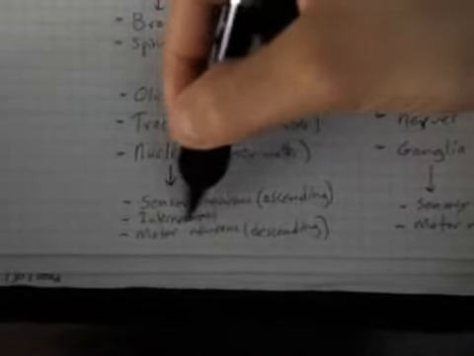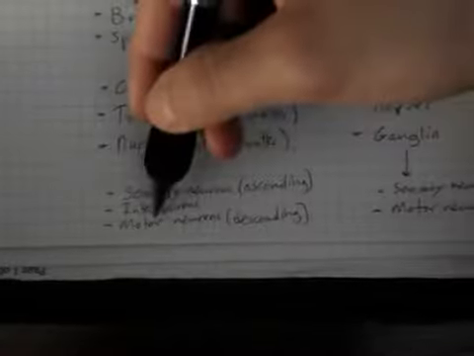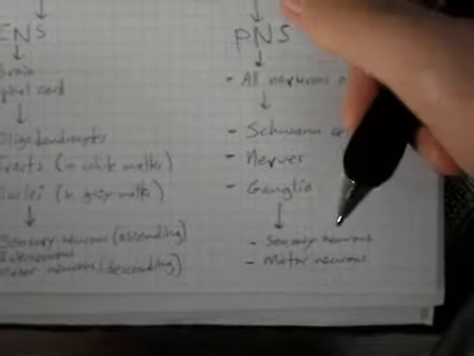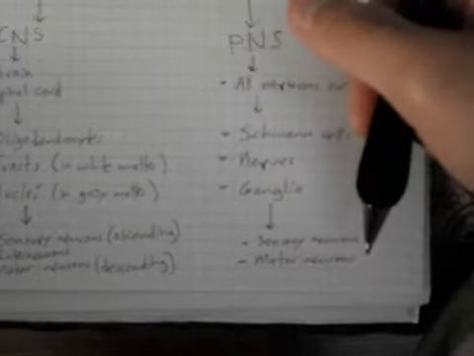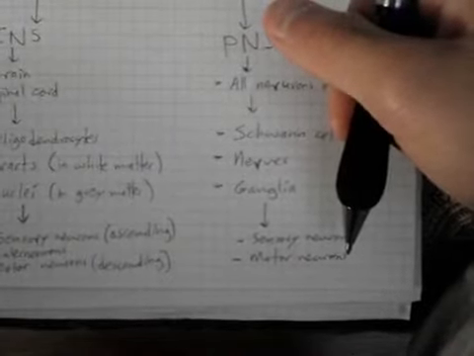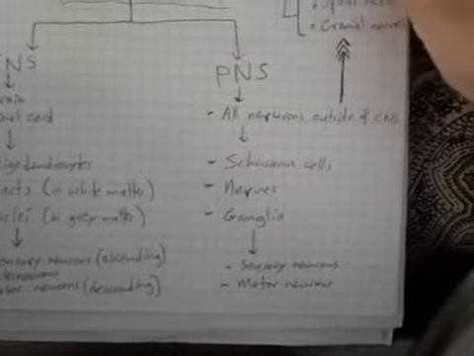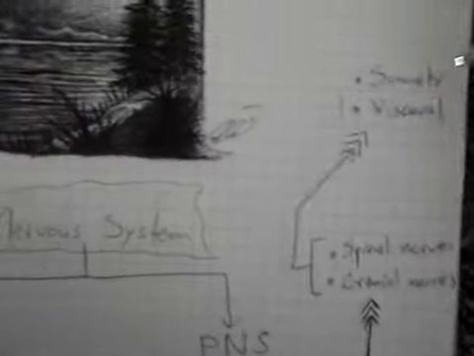Within the central nervous system, you have sensory neurons, interneurons, and motor neurons. Sensory neurons are also called ascending because they send information up to the brain, and motor neurons are descending. They send information back down from the brain. In the peripheral nervous system, you have only sensory and motor neurons. Motor neurons carry out actions such as voluntary skeletal muscle movement, and sensory neurons detect sensations such as touch, pressure, pain, temperature, vibration, and other things like that.